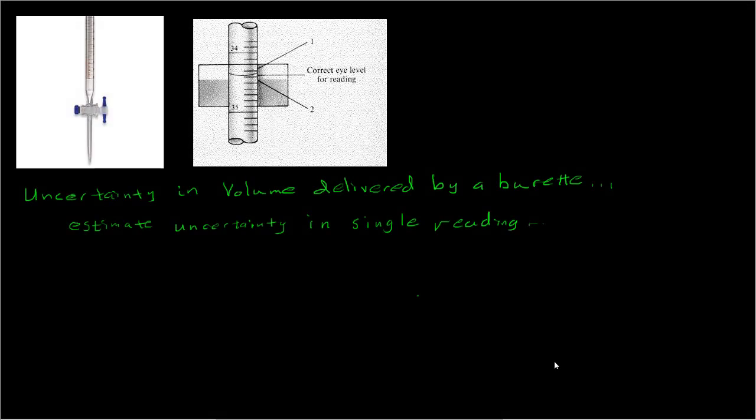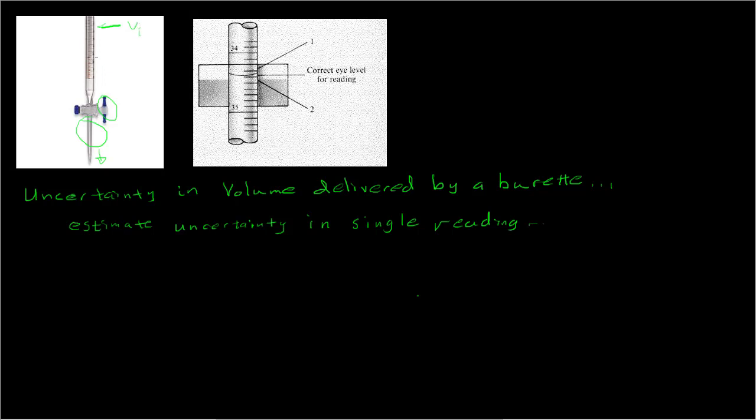So in this propagation of error example, we're going to use the addition and subtraction rule. We're going to think about what is the uncertainty in volume delivered by a burette. You'll remember when we have a burette, like here, what we do is we take an initial reading at whatever our volume is, then we're going to open the stopcock and make sure that there are no air bubbles in the tip, and we're going to drain some of the solution out of the burette. So we're going to take an initial reading, right?